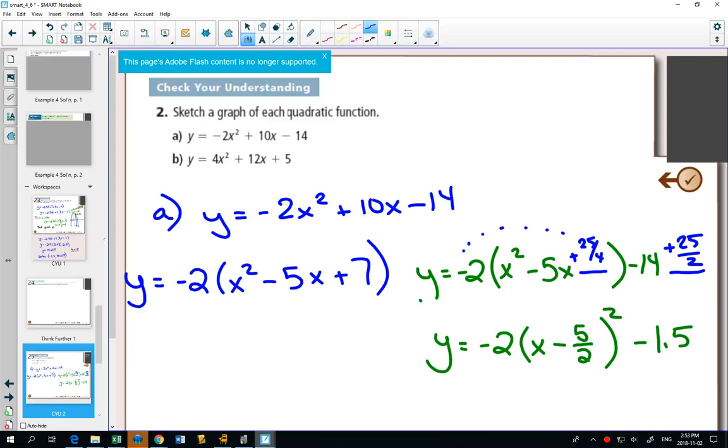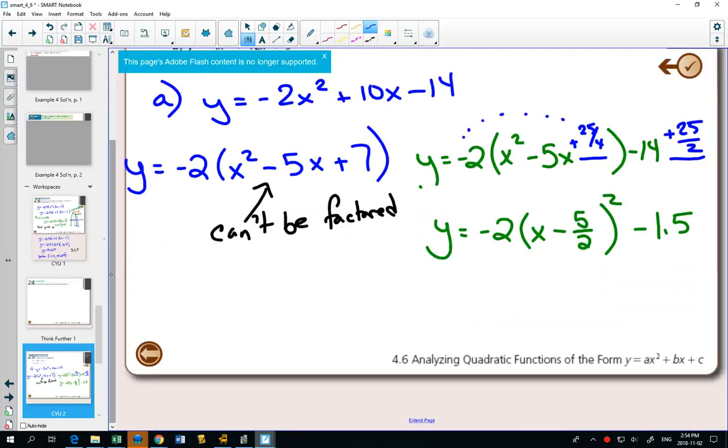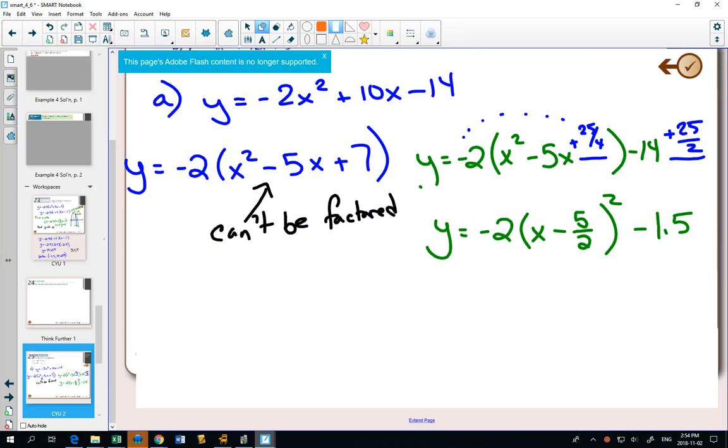So sometimes we like the factored form because completing the square might have fractions. But sometimes we get something that can't be factored. And if we get something that can't be factored, well, then we have to go to completing the square. When graphing, so I'm going to sketch this graph right now. When sketching a graph, you'll need to label your vertex.